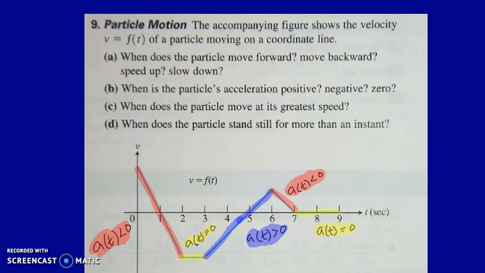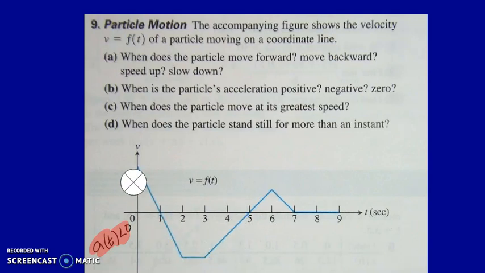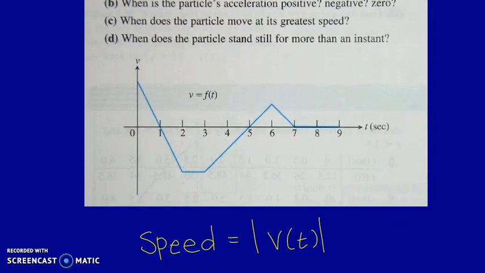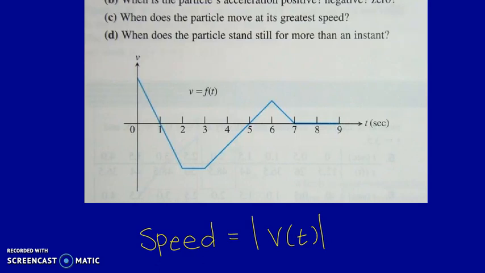Okay, so part C wants to know when the particle is moving at its greatest speed. So to answer part C, I'm going to bring up the fact that speed is the absolute value of velocity. So if we have the graph of velocity, what would the graph of the absolute value of velocity look like? Think about that.